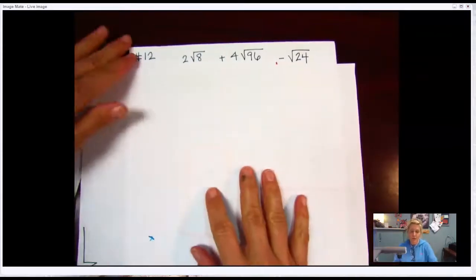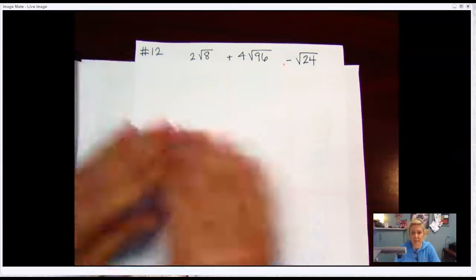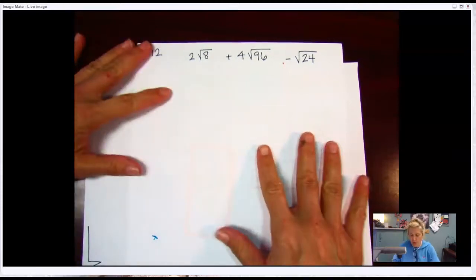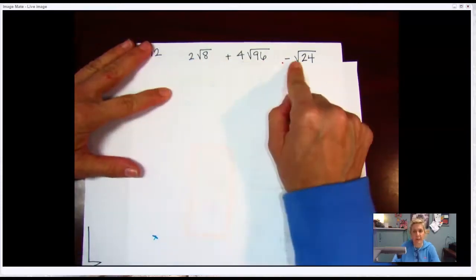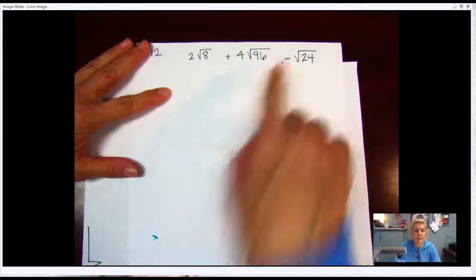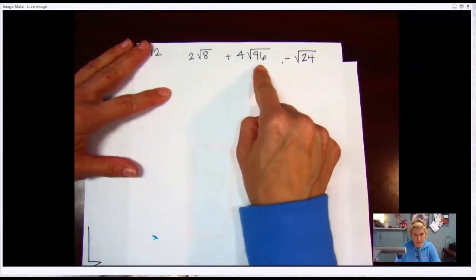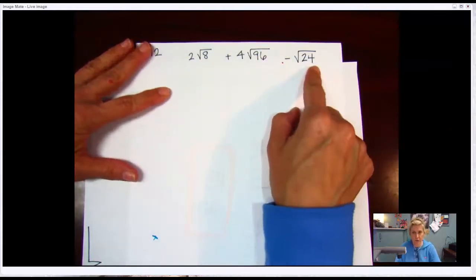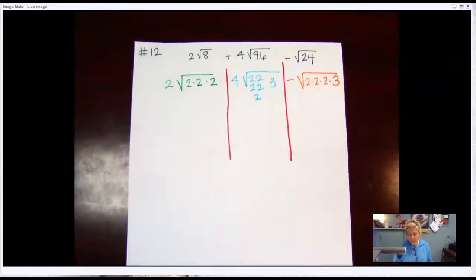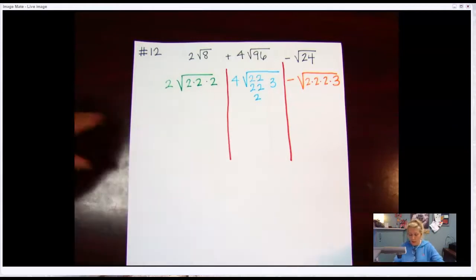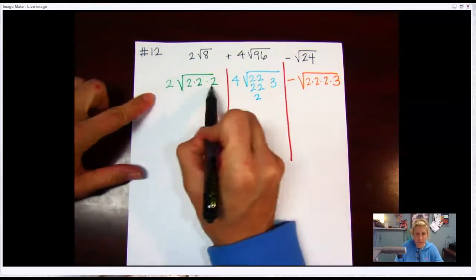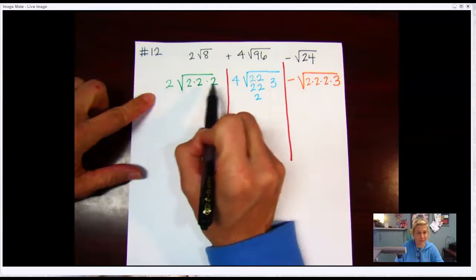Okay, let's go ahead and take a look at number 12. Number 12 has 3 pieces to this combining problem. We have a couple of positive pieces and we have 1 negative piece here. So again, you need to prime factor 8, prime factor 96, and prime factor 24. And what we're going to do is break this into 3 columns and just separate them and then combine them for our final answer. So 8 is 2 to the 3rd power, 2 times 2 times 2.